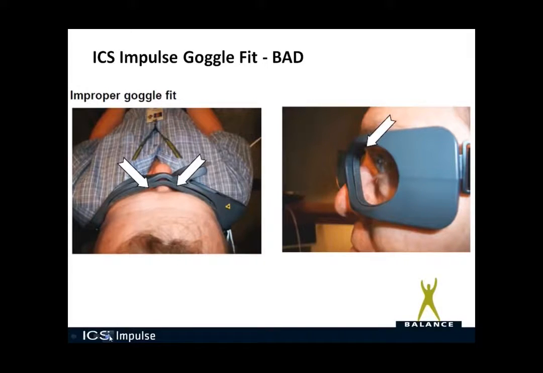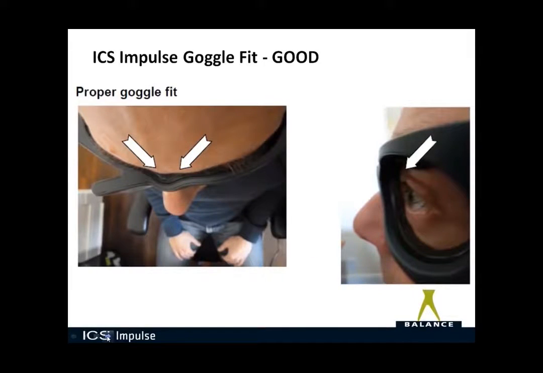It's always a good idea to look at the top of the patient and look to the side of the patient and make sure that foam cushion is fitting appropriately to the patient's face. Here's an example of a proper goggle fit. You can see there's no gaps from the side or from the top, so that face cushion is adhering to the patient's face. And this is what we see most of the time with most patients.